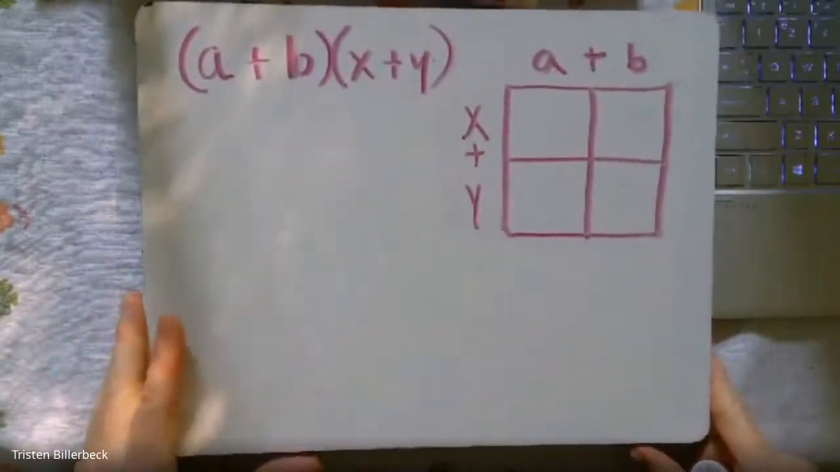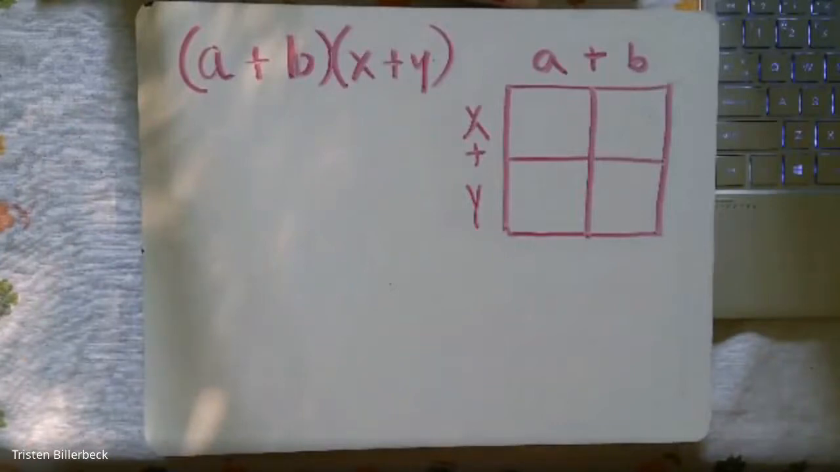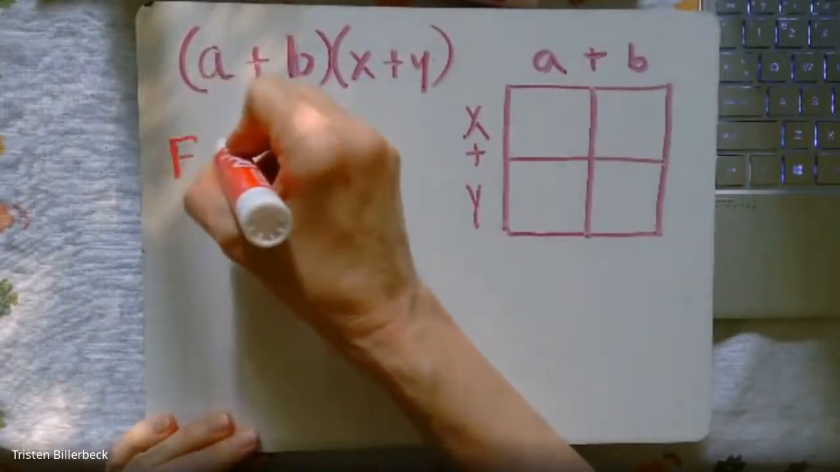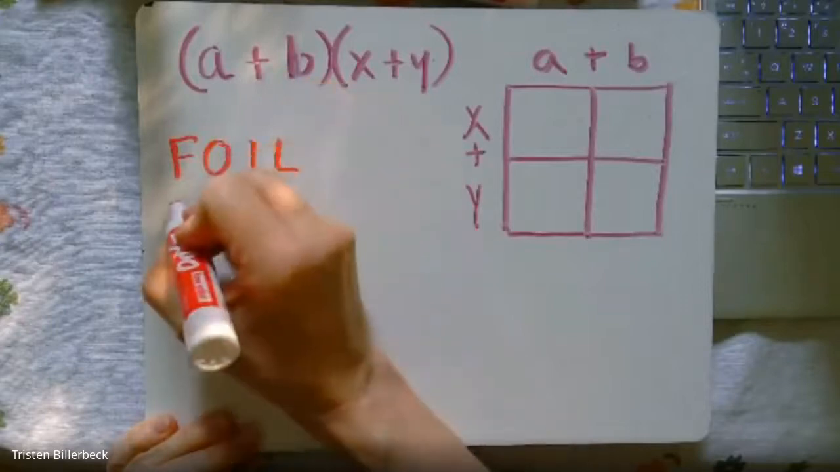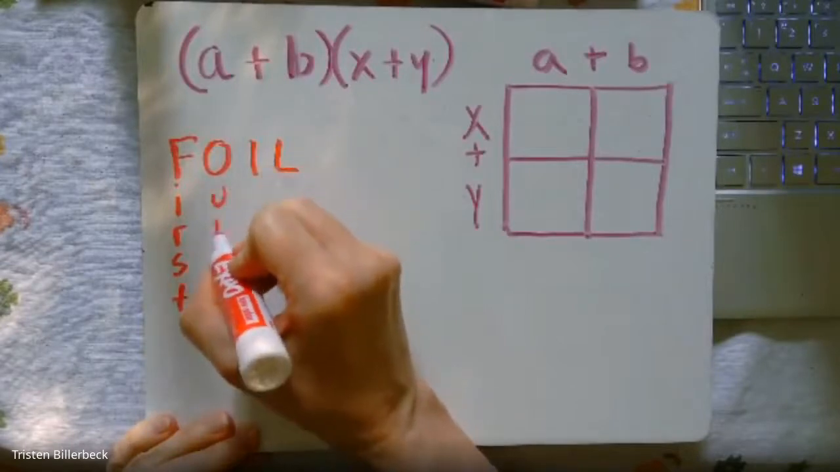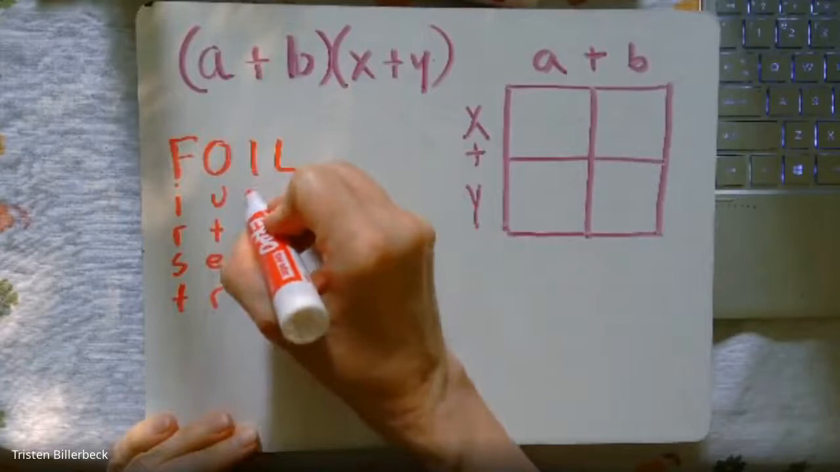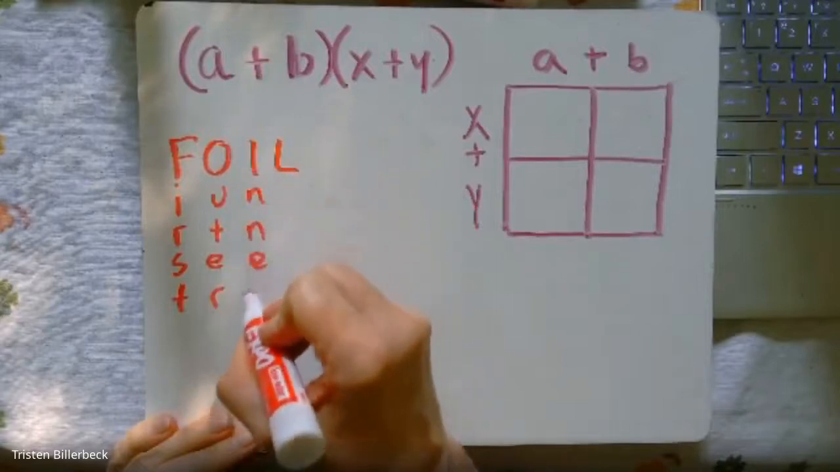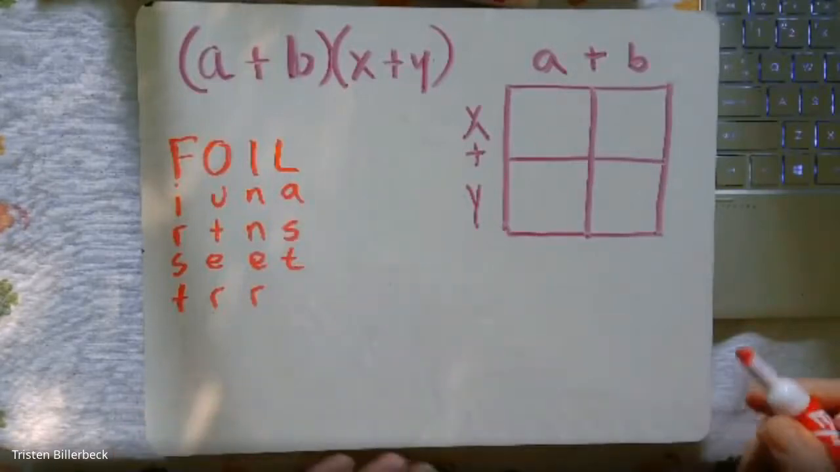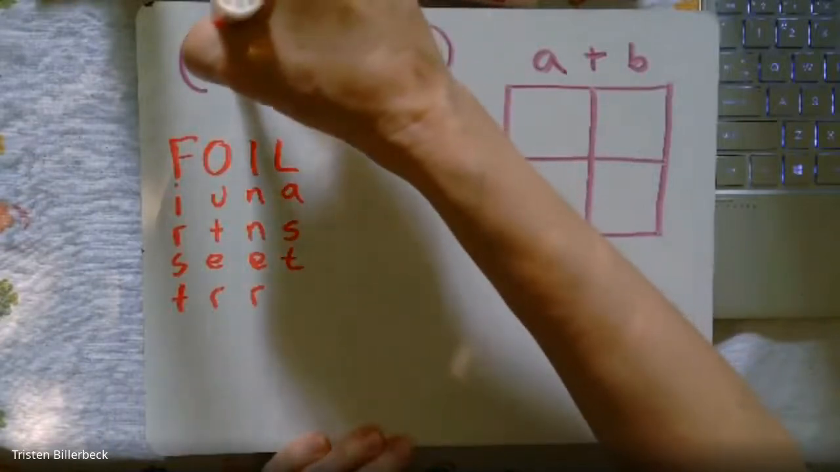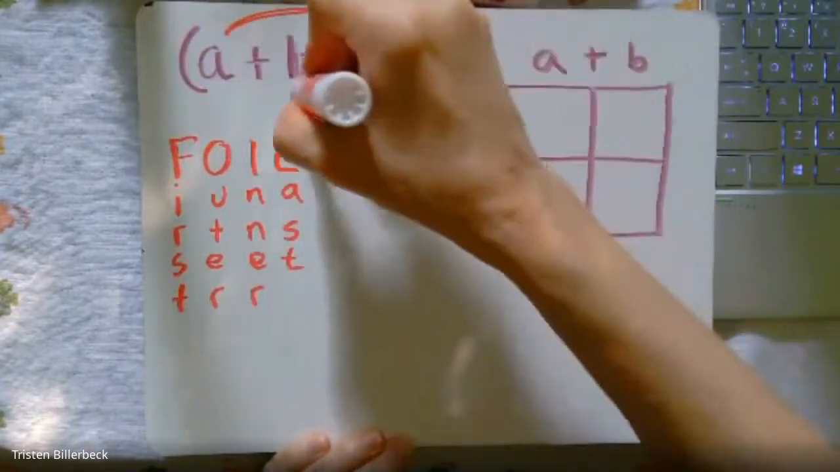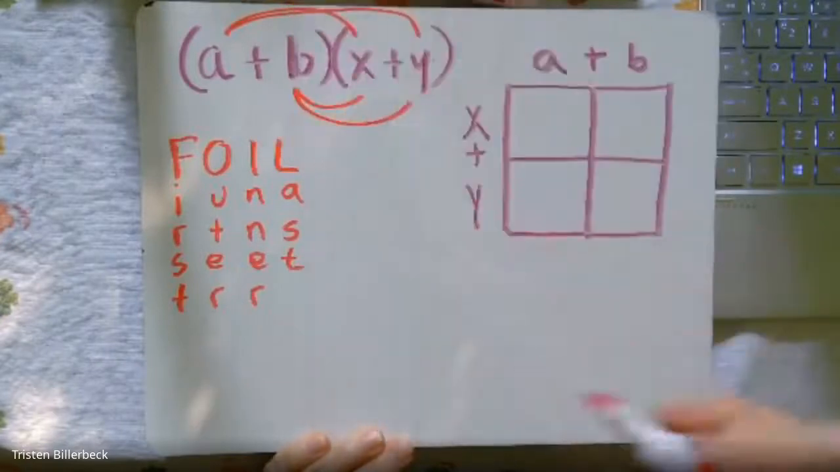So you may have seen this kind of thing and learned about FOIL. FOIL is first, outer, inner, last. So that's what FOIL stands for. So first means we're going to do the first ones here first, and then outer. Then we're going to do inner, then we're going to do last.